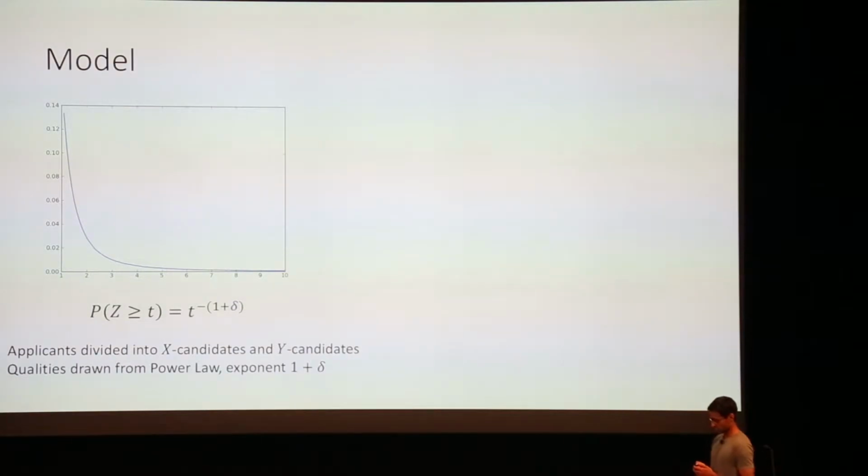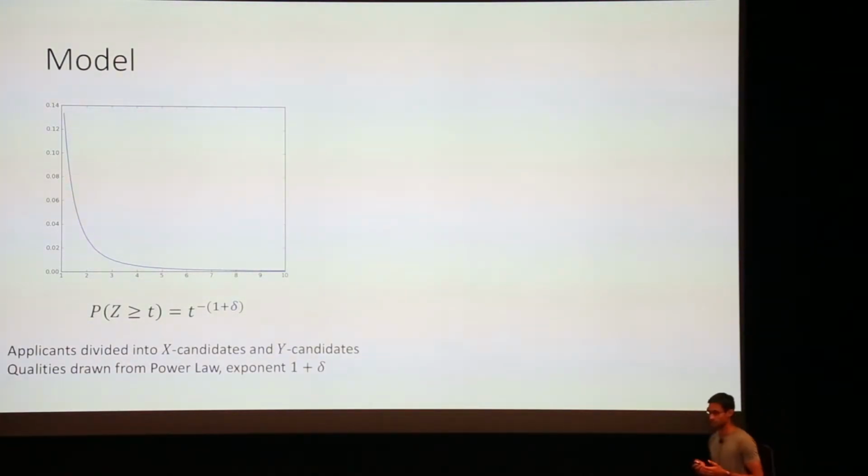And so it's going to be as follows. The world is divided into X candidates and Y candidates. My X candidates are going to belong to some minority, and therefore the Rooney Rule will be designed to protect them. And I'm going to say that all the qualities of these people are drawn from this common prior, some heavy-tailed power law distribution.